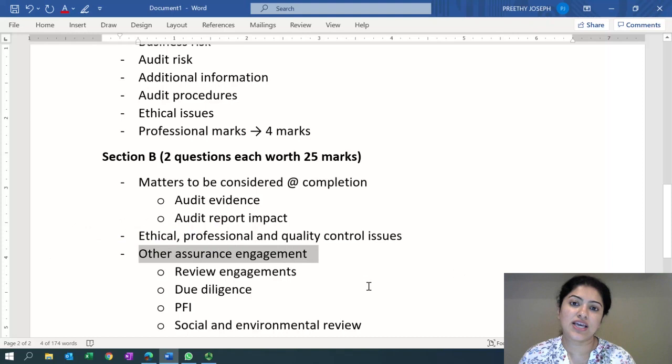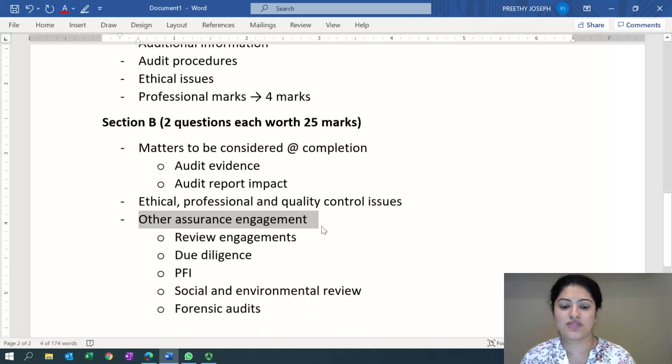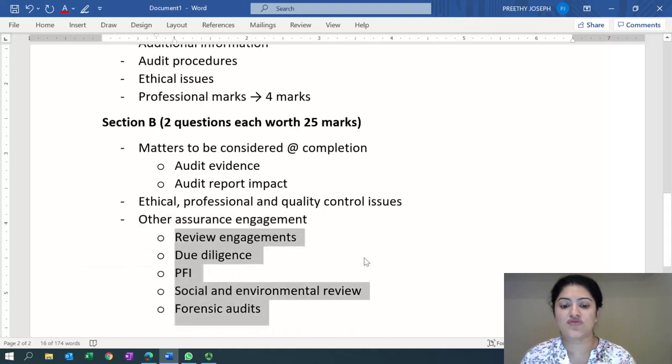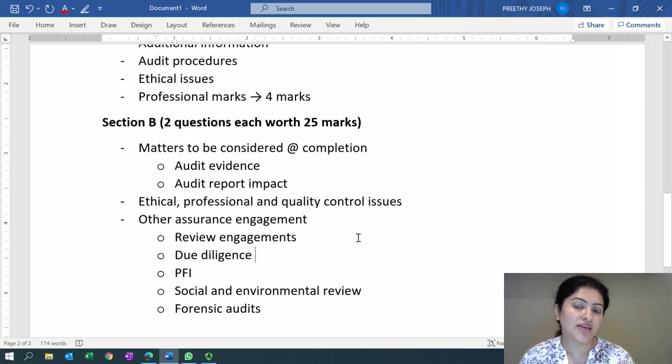There are other assurance engagement questions where they'll ask you matters to be considered. They may ask you about the procedures that you will want to do in these other assurance engagements. There are 5 of them, which are as follows: review engagement, due diligence, PFI, social and environmental information, and forensics.